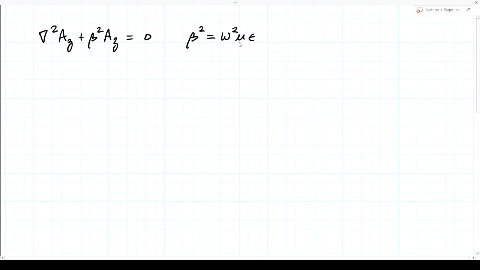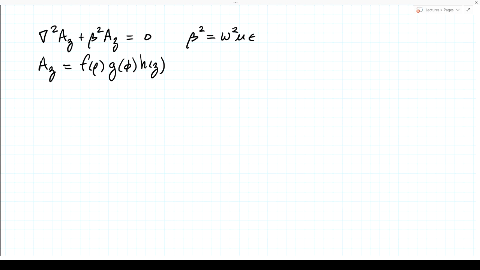And we are going to attempt a separation of variables. That's about the only systematic way we have to solve the Helmholtz equation in an arbitrary coordinate system. We'll write AZ as a product of a function f of rho times a function g of phi times a function h of z. And hopefully we will be able to separate out these three different functions and get three ordinary differential equations from this one partial differential equation.